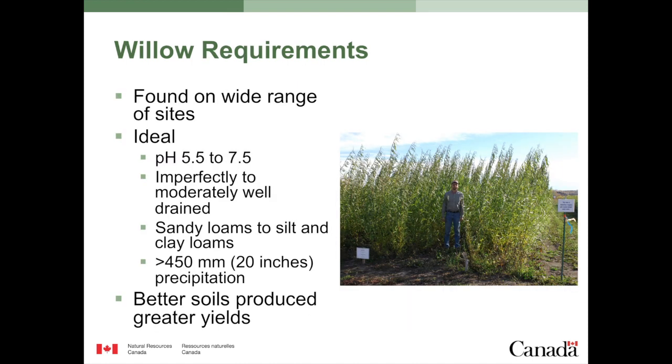So willows are found on a wide range of sites. You have pHs of 5.5 to 7.5, perfectly to moderately well drained. So it's not really soggy and not dry. Sandy loams to silt and clay loams, so that's a pretty broad range, but it tends to be more on the finer side than, say, poplars. And if you're only relying on precipitation, you really need at least 450 millimeters, or 20 inches, of rain a year to keep them going. And like any crop, better soils will give you greater yields. And greater yields mean faster growth, more nutrient uptake, more water use.